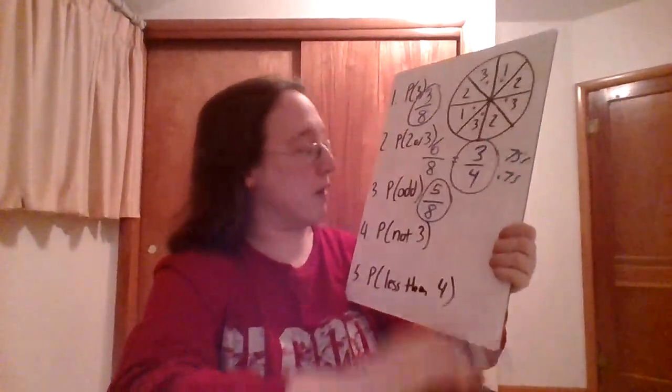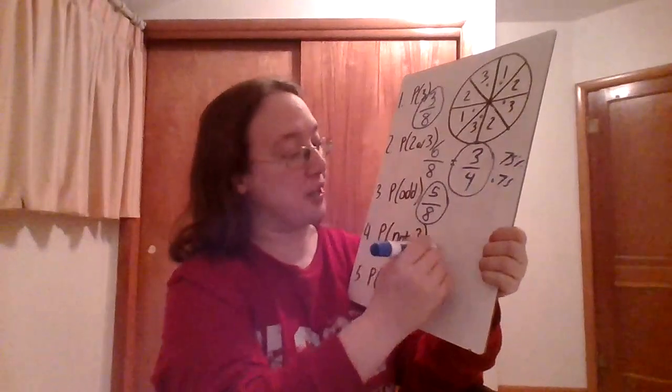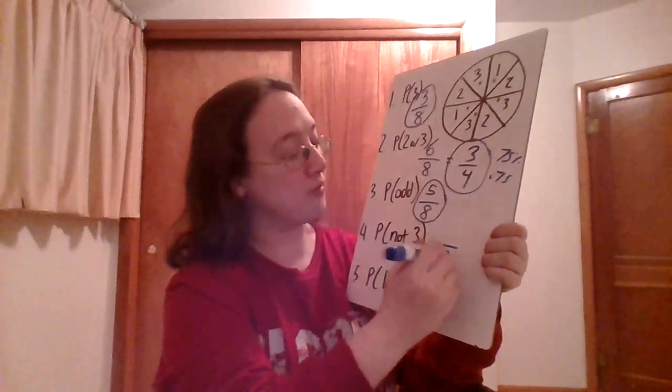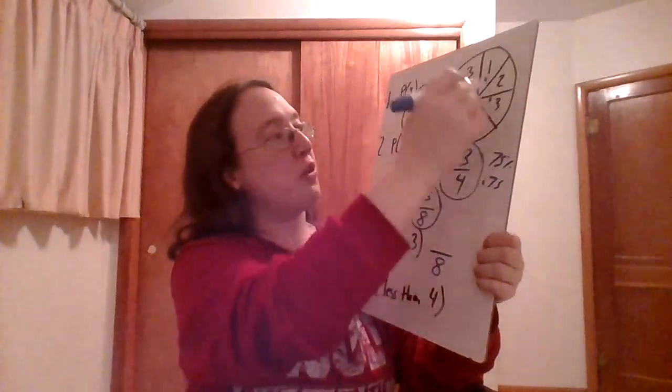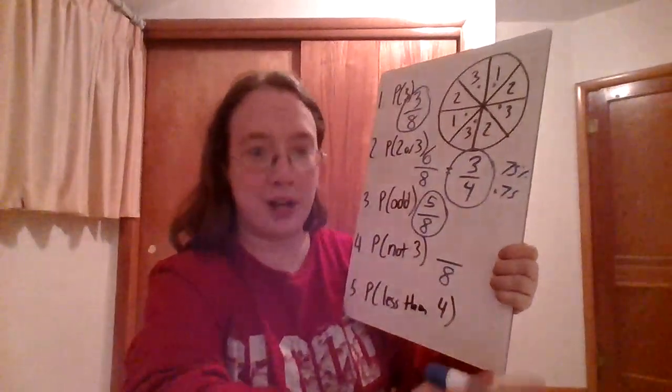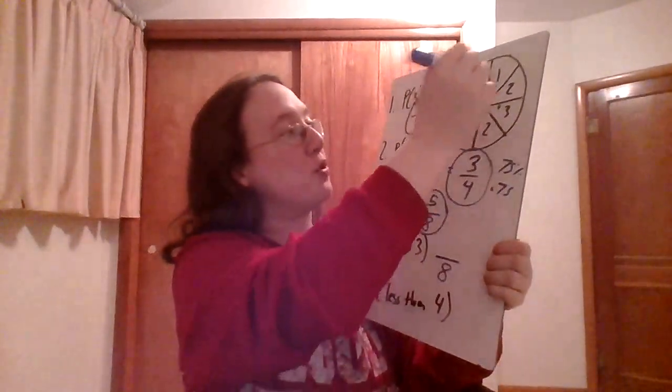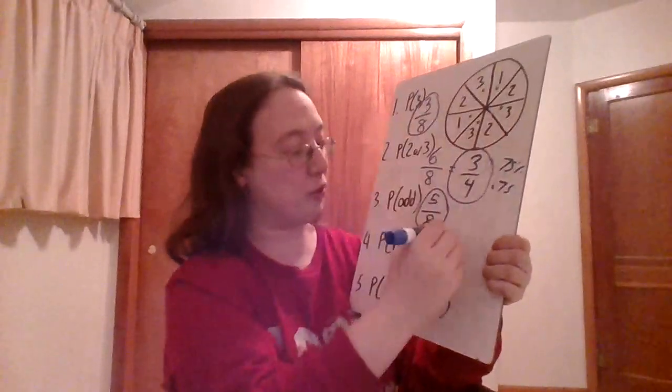Okay, and now I want the probability of getting something that's not a 3. So we've still got 8 parts, and we had 1, 2, 3 of them that were 3s. So you can either count up the ones that aren't 3 and go, okay, well, 1, 2, 3, 4, 5 things that aren't 3s.